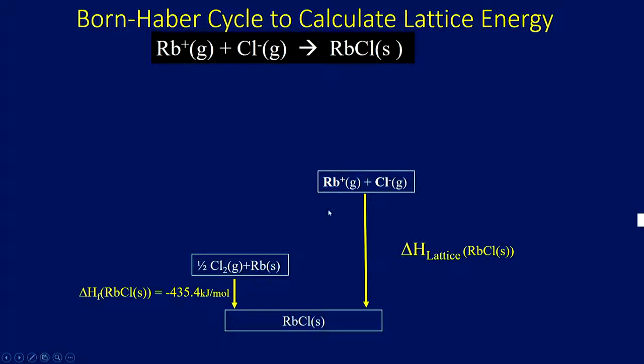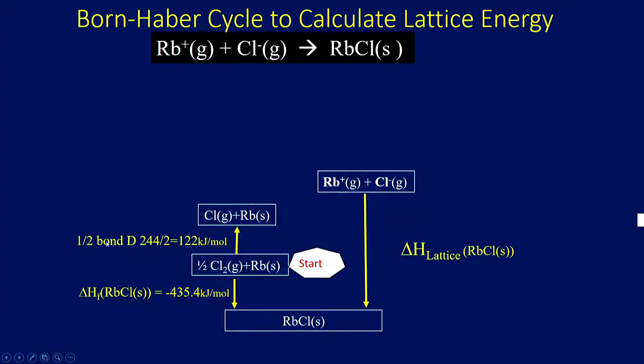And it's important that we recognize the difference between an enthalpy of formation and a lattice energy. One of them is from the separated ions. The other is from the elements in their normal standard state. Now the first thing we could do is we could say, I have chlorine as a diatomic, I need a monatomic. The chlorine molecule has a single bond. So from the bond dissociation energy, I can calculate.